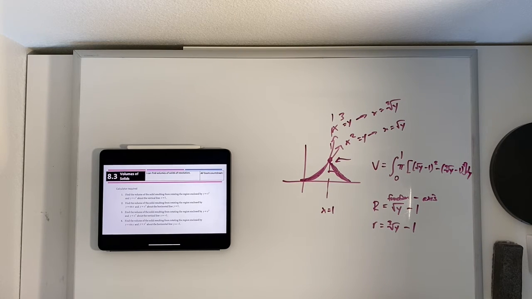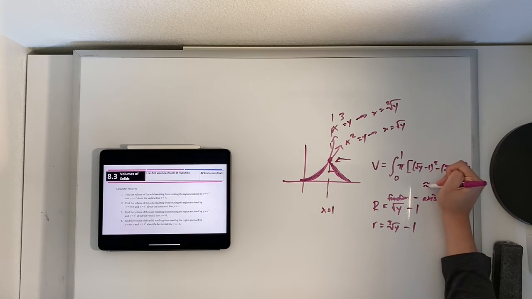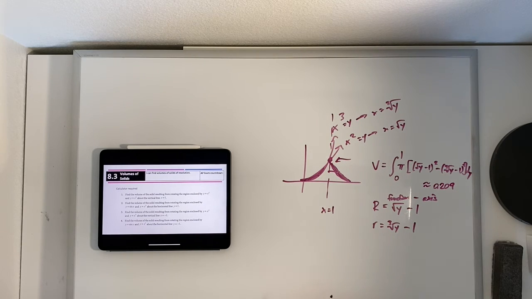This is a calculator question, so you would plug this into a calculator or Wolfram Alpha, and you should get approximately 0.209. Okay, so that's revolving around a vertical line.